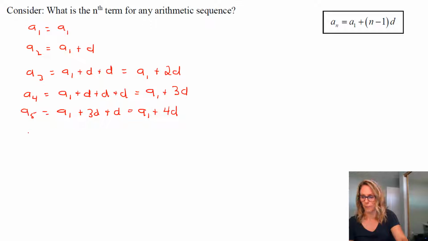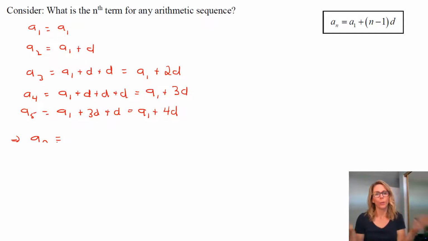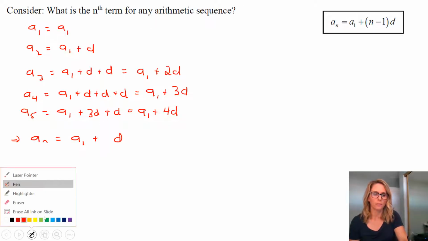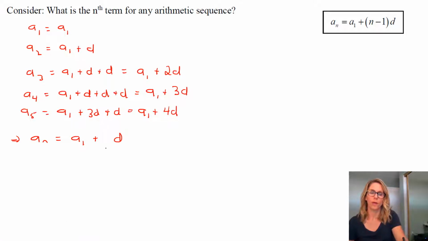So in thinking about this, if we want to think about what a sub n might be, meaning do we see a pattern here, we notice that each of these terms has an a sub 1. So yay, there's a sub 1. We also realize that all of them have the d. So we have that. But the key thing is, what is the value that goes in front of the d?